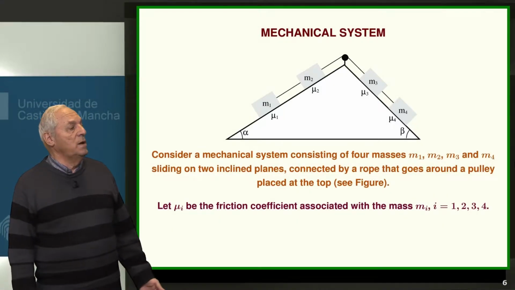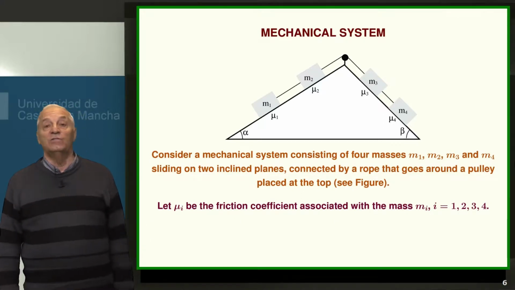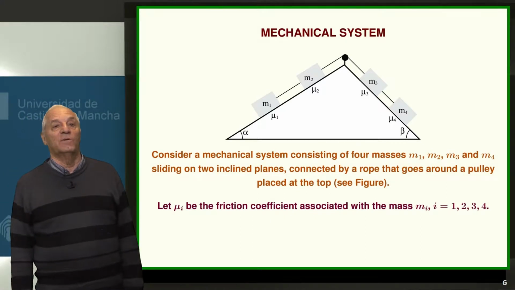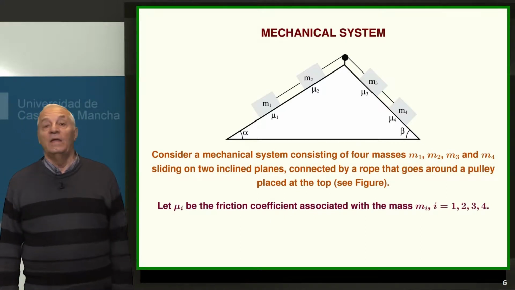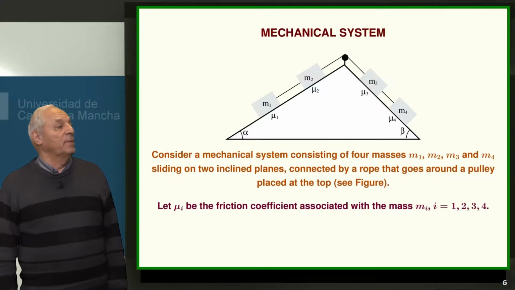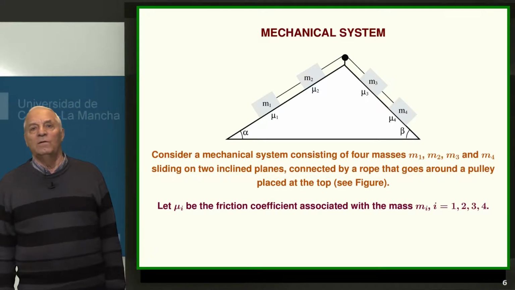Consider a case of a mechanical system consisting of two inclined planes, a pulley, and four masses that are joined together by some ropes or wires. Let's assume that the system slides from left to right. We are also going to make the hypothesis that there is friction, and that the friction between the masses and the planes is different for each of them.